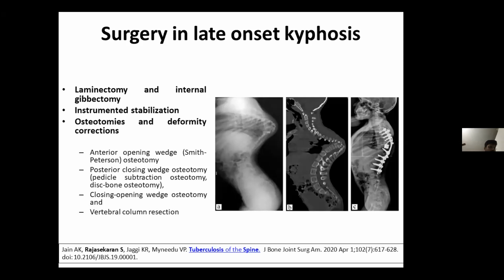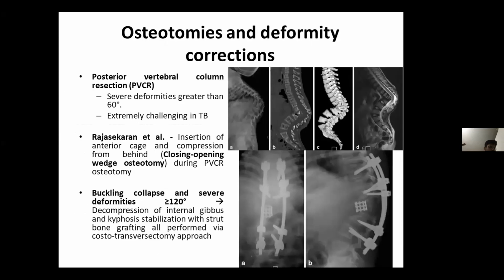However, in tuberculosis, it's a fused spine, right, anteriorly, or the spine is entirely fused. So the correction surgery needs to be a 3-column osteotomy on most occasions. So the osteotomies for deformity correction in severe kyphosis. Whenever the deformity is greater than 60 degrees, a posterior vertebral column resection can be helpful.